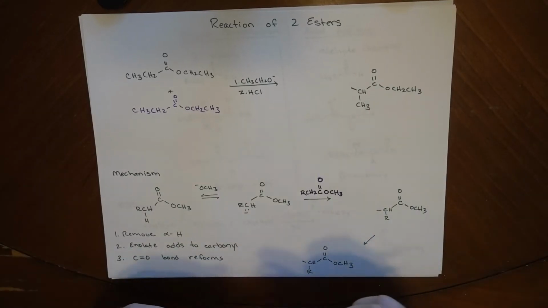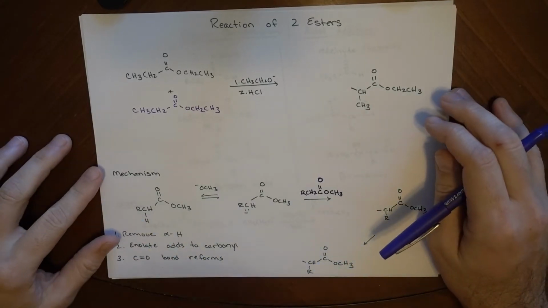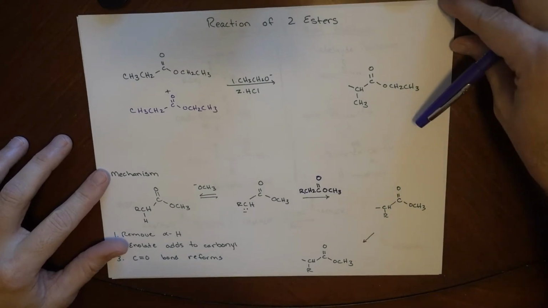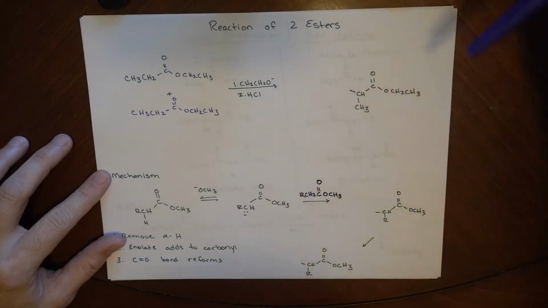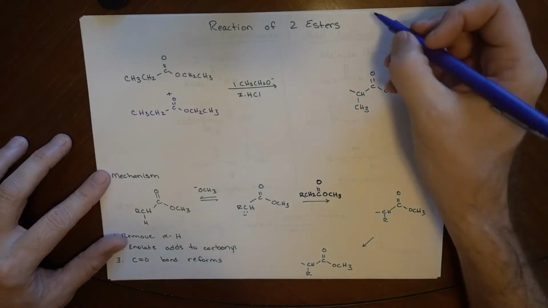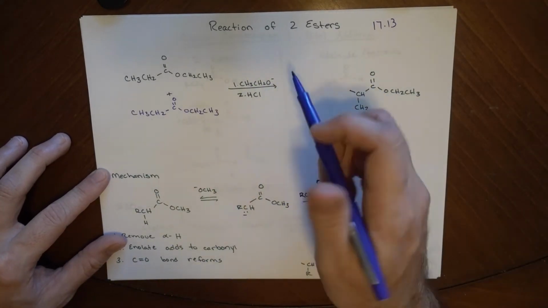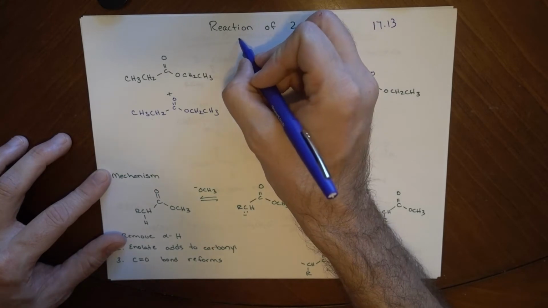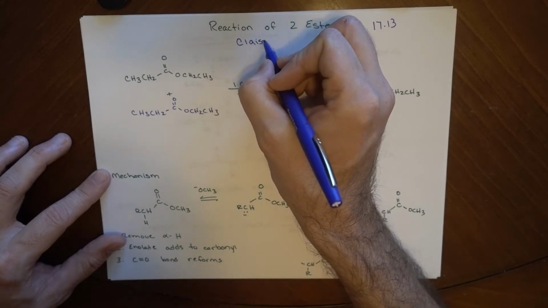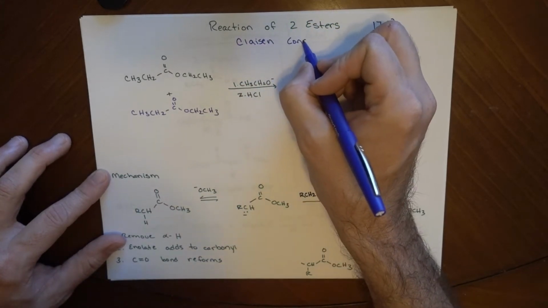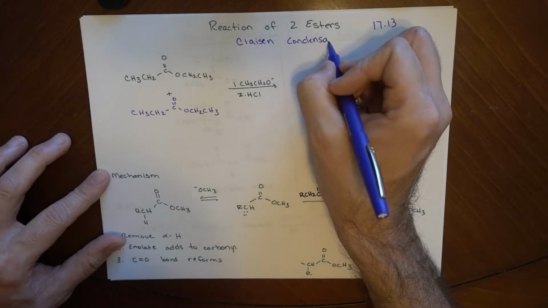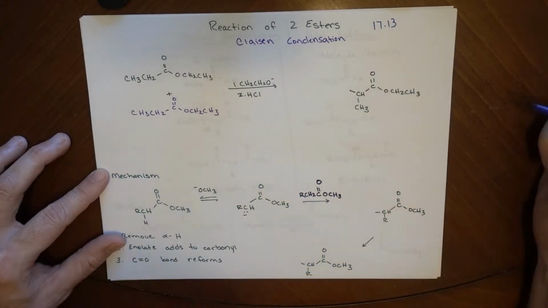Okay, everybody, so we're going to keep going on in our work with Bruce here. So we're picking up from around 1713 here in Bruce. And 1713 covers the reaction of two esters, and this actually gets its own name. It's a Claisen condensation.